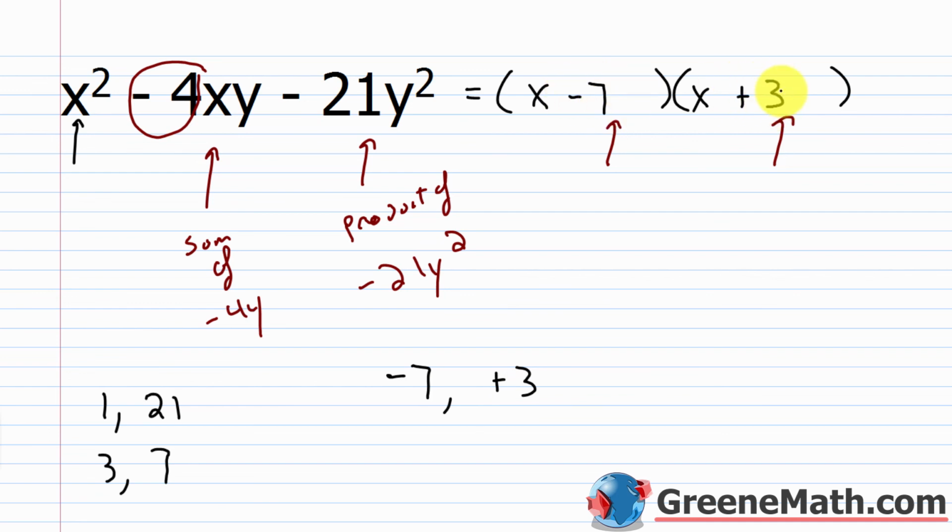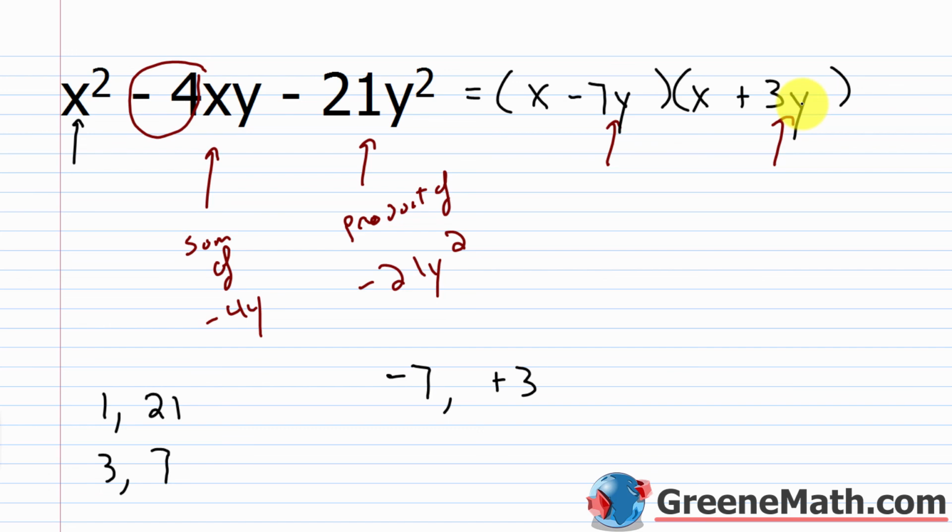Now, what about the y part? Well, you just throw it in there. Just put a y here and a y here. And think about it now. Negative 7y times 3y would be negative 21y squared. Negative 7y plus 3y would give you your negative 4y. So everything works out there.